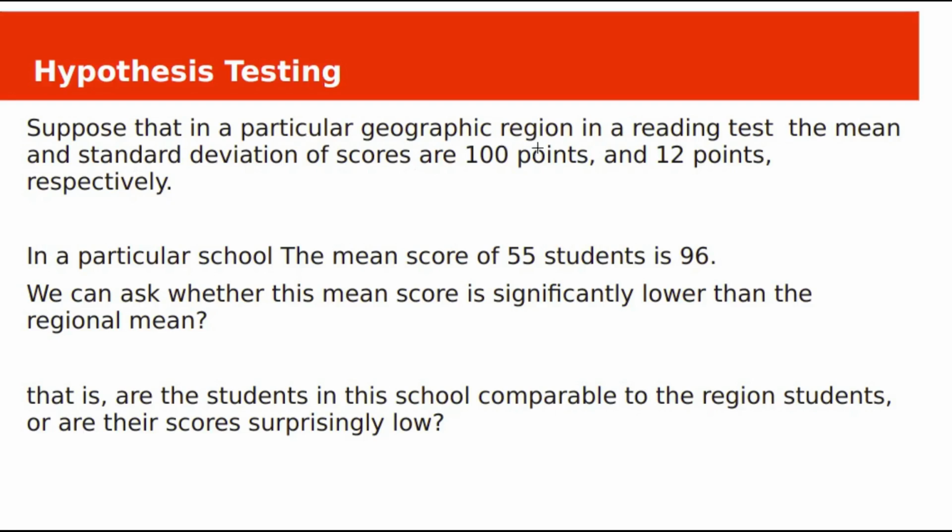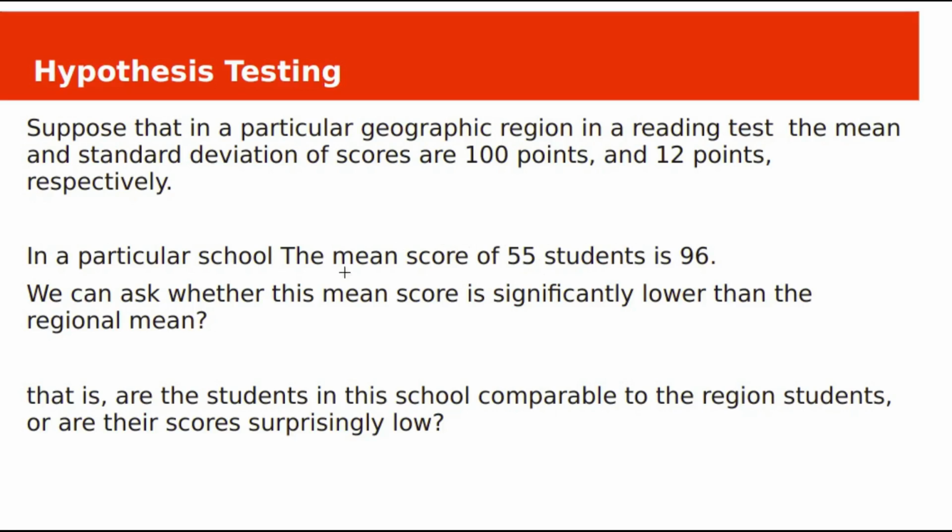Suppose in a particular region, in a reading test, the mean score is 100 points and the standard deviation is 12 points. In a particular school, the mean score of 55 students is observed as 96. We want to test whether this mean score is significantly lower than the regional mean. In other words, we can say that the students in this school are comparable to the region's students, or their scores are surprisingly lower than the regional student mean scores.